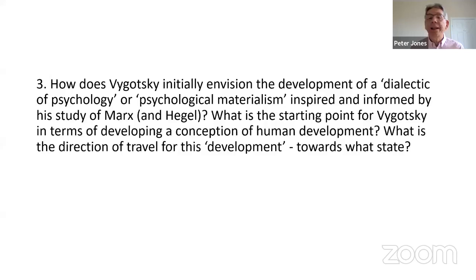Thirdly, how does Vygotsky initially envision the development of a dialectic of psychology or a psychological materialism, inspired and informed by his study of Marx, and Hegel, let's assume? What is the starting point for Vygotsky in terms of developing a conception of human development? What's the direction of travel for this development? Towards what state?